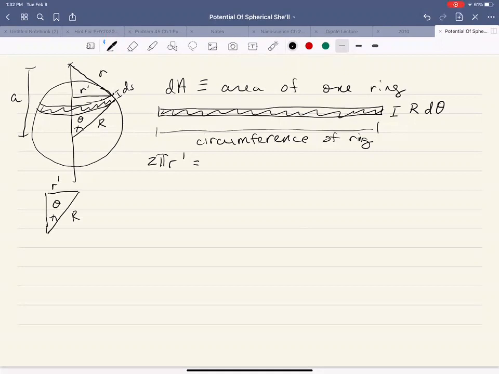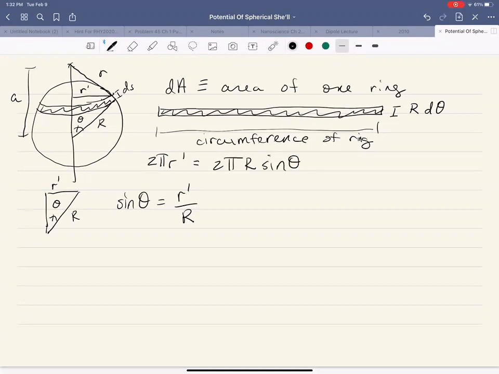And it looks like that, right? And so I can write r prime in terms of big R and theta by using sine of theta is equal to r prime over big R. And therefore, if I plug in here for r prime, it would be big R sine of theta. And so the circumference of my ring would be 2 pi big R sine of theta.